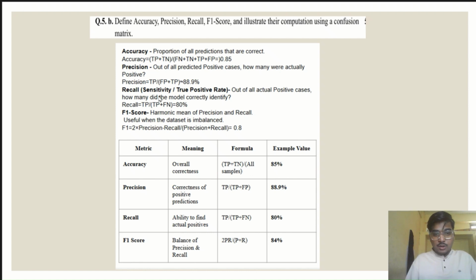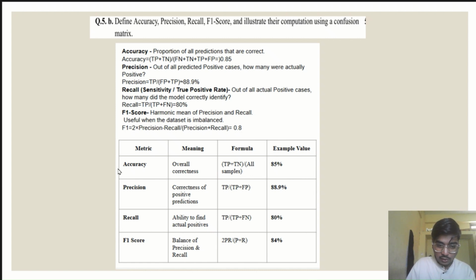Next, recall or sensitivity. It can be calculated using the formula true positive divided by true positive plus false negative, that will give 80%. F1 score refers to the harmonic mean of precision and recall. It is useful if the data set is imbalanced. F1 is equal to 2 into precision into recall divided by precision plus recall, that will give us 0.8 as the answer.